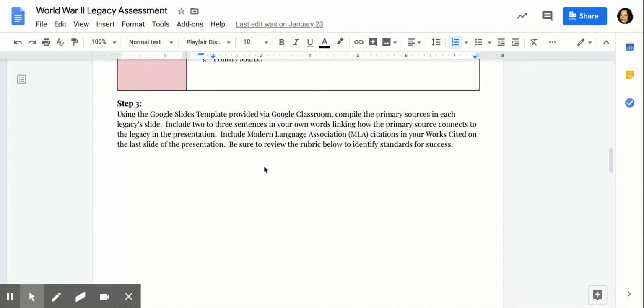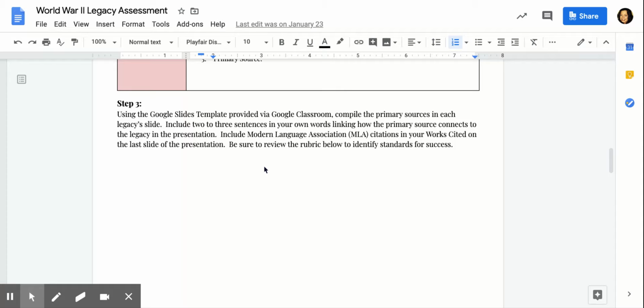And then finally, I'm going to make a Google Slides presentation where I put each primary source on a legacy slide. Really, this should be 5 slides. The first slide is your title slide. The second slide is your first legacy. We're going to put each primary source on that slide, and then you're going to put 2 or 3 sentences explaining how those primary sources help us understand your legacy.